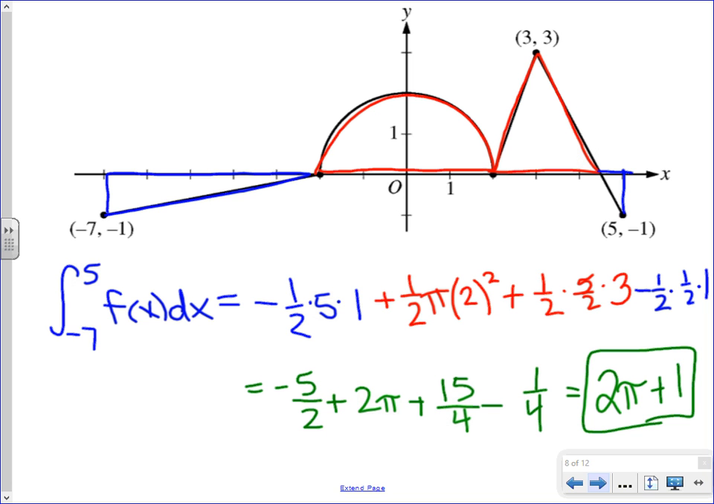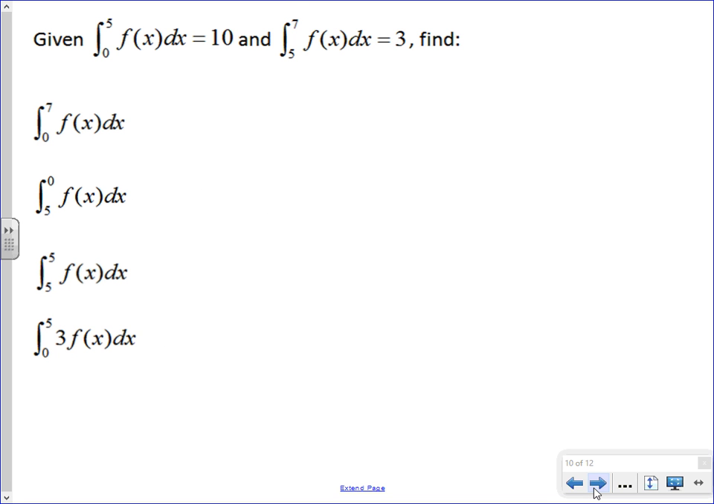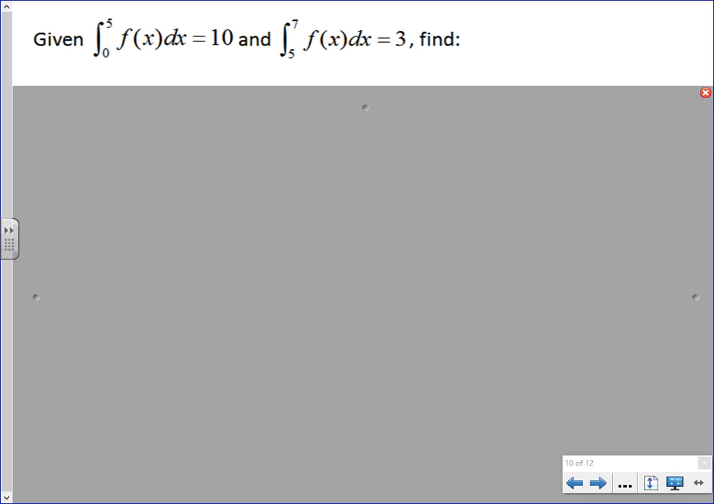That's that lesson. Now, one more thing, and then almost the rest of the time is yours. We talked about all of these properties. What I'd like you to do is go ahead and write down those 2 integrals right here, and then we're going to find some integrals based on what we know here. Okay, so write those 2 down so we can find some other things.